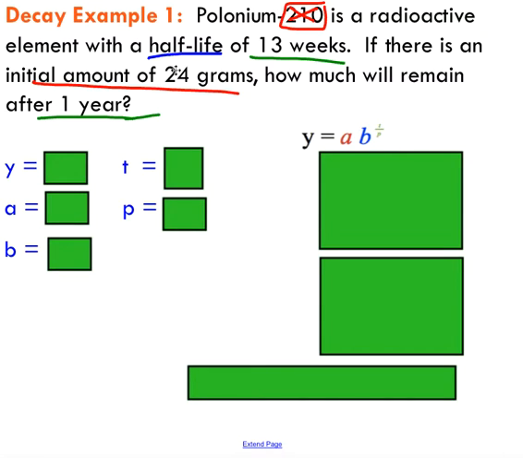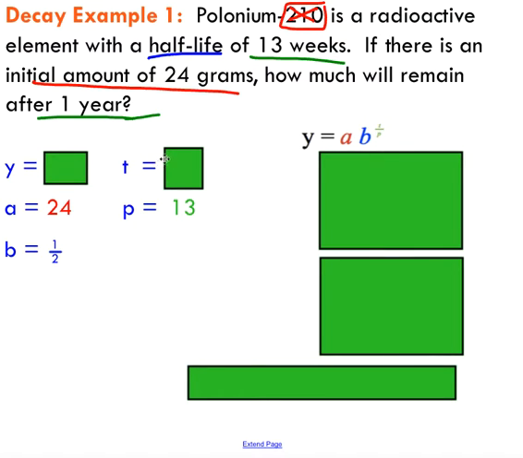What is important is that we're dealing with half-life. Half-life right away tells us that we're going to have a B value of 1/2, and this is going to take 13 weeks. So thinking right away, 13 weeks, that should be your p-value. If there is an initial amount of 24 grams, our initial amount is our A value. How much will remain after 1 year?